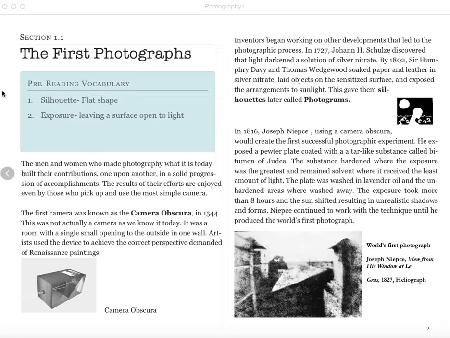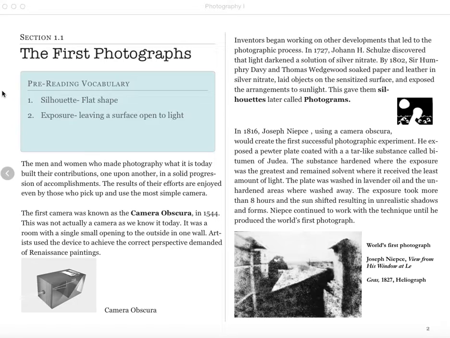The men and women who made photography what it is today built their contributions one upon another in a solid progression of accomplishments. The results of their efforts are enjoyed even by those who pick up and use the most simple camera. The first camera was known as the camera obscura in 1544. This was not actually a camera as we know it today. It was a room with a single small opening to the outside in one wall. Artists used the device to achieve the correct perspective demanded of Renaissance paintings.